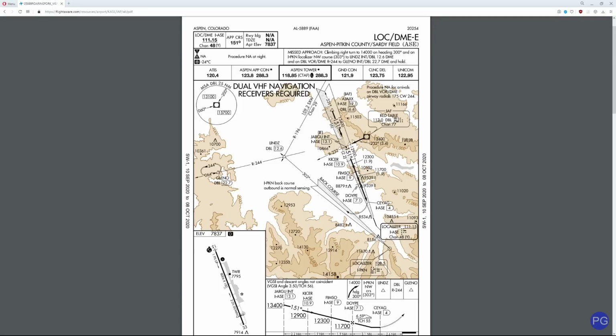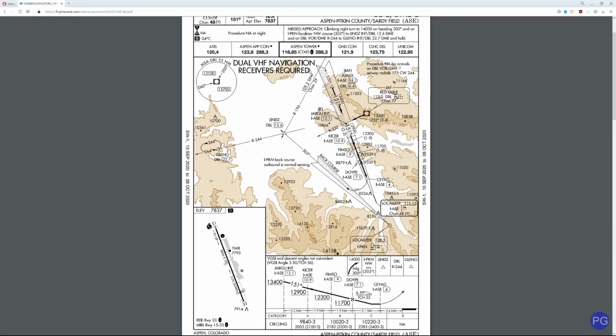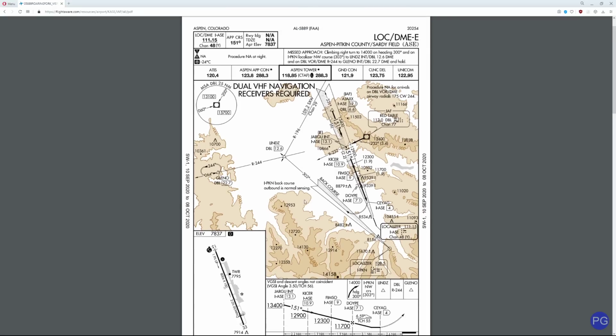So a localizer approach is an approach where you are provided with left and right, that is lateral guidance, without being provided with up and down, that is glide slope guidance, which means for us, we need to be able to calculate where we need to be during the entire flight, up and down, while our system will basically provide us, like I said, with the lateral information. So let's go ahead and take a look at what we're going to do here.